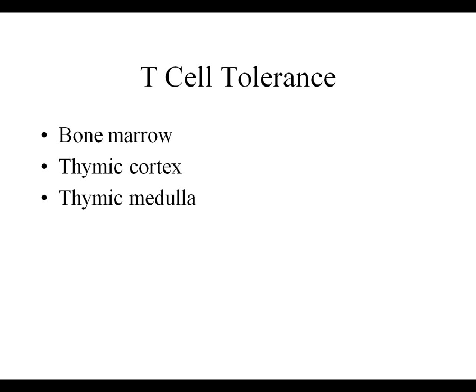So the precursors, though, start in the bone marrow, and then they are able to home to the thymus, and they start in the thymic cortex, and then they go on to the thymic medulla.